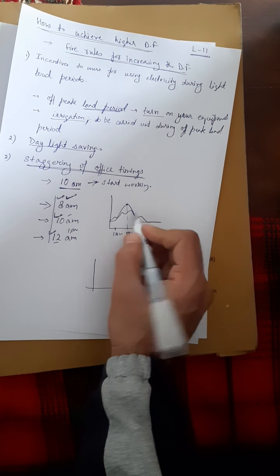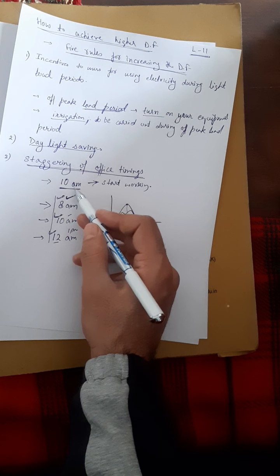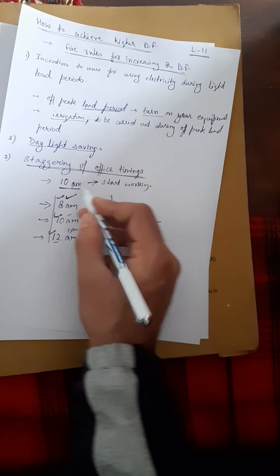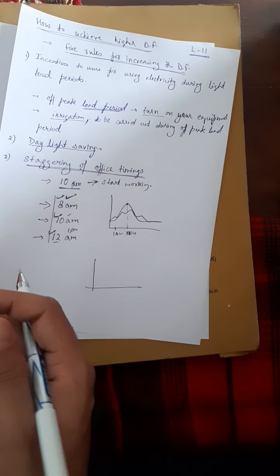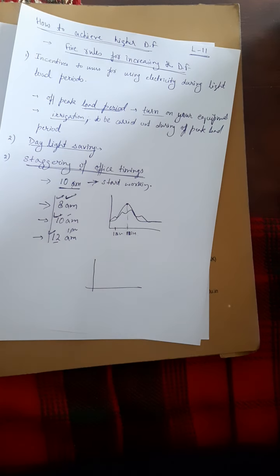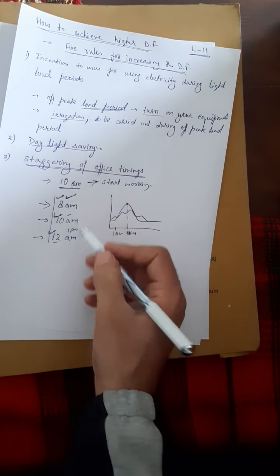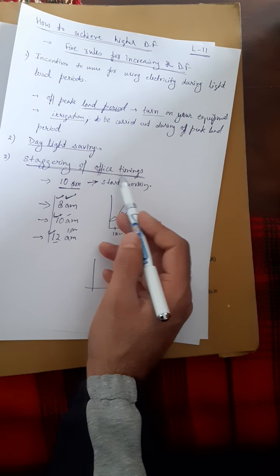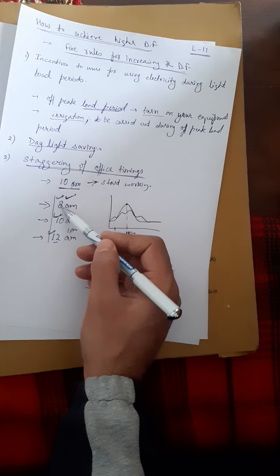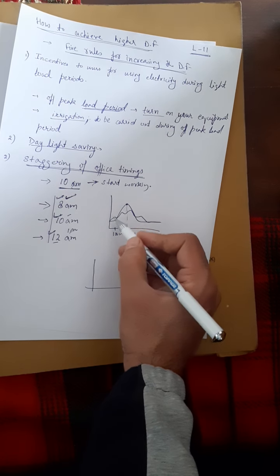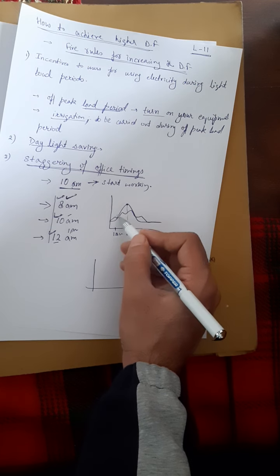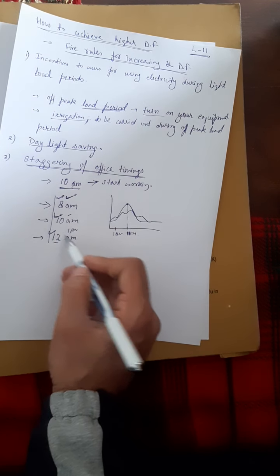Okay, because if I'm starting at 10 a.m., around 12 a.m. the load will reach its peak value, because all the offices will start running all their equipment around 12 a.m. But I am dividing it into three, I am staggering the office timings into three categories: one at 8 a.m., one at 10, and one at 12. So the peak will go like this. Instead of one peak, we will have multiple peaks depending upon how we divide the timings.